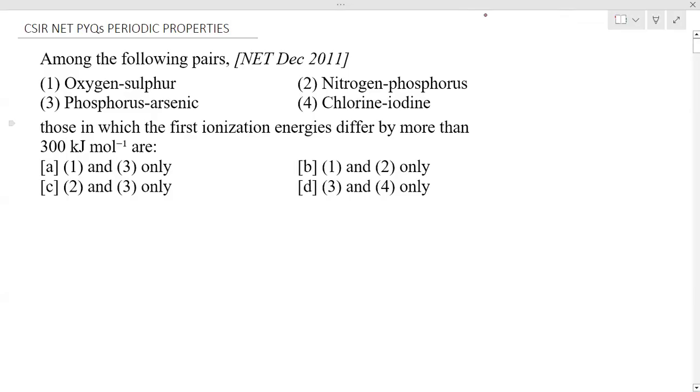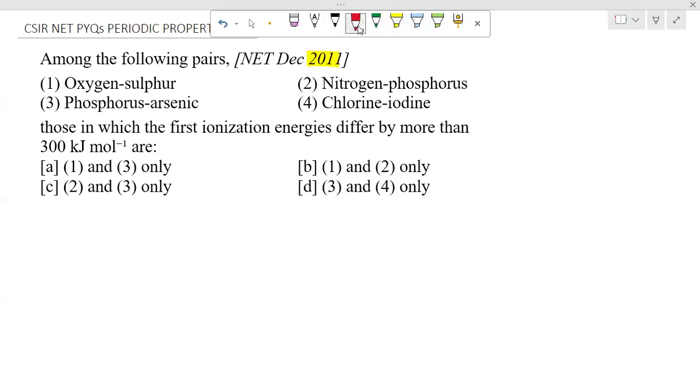Among the following pairs, the question was asked in NET 2011: oxygen, sulfur; nitrogen, phosphorus; phosphorus, arsenic; chlorine, iodine. Those in which the first ionization energies differ by more than 300 kilojoules per mole are? Four options are given. So first of all, for any questions of this type, you should write down a skeletal view of the periodic table. See what elements are given: nitrogen, oxygen, phosphorus, chlorine, iodine, etc.